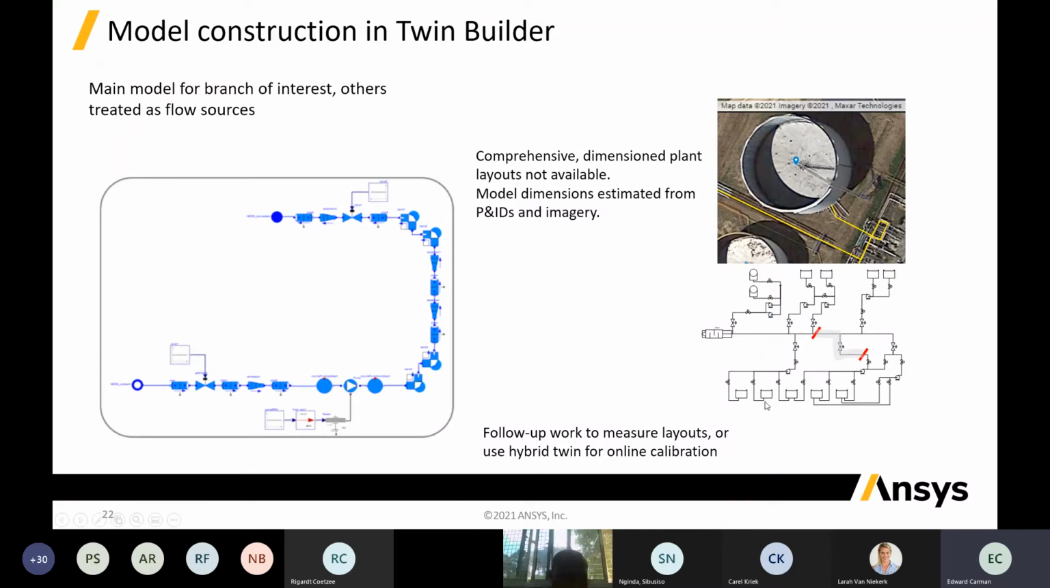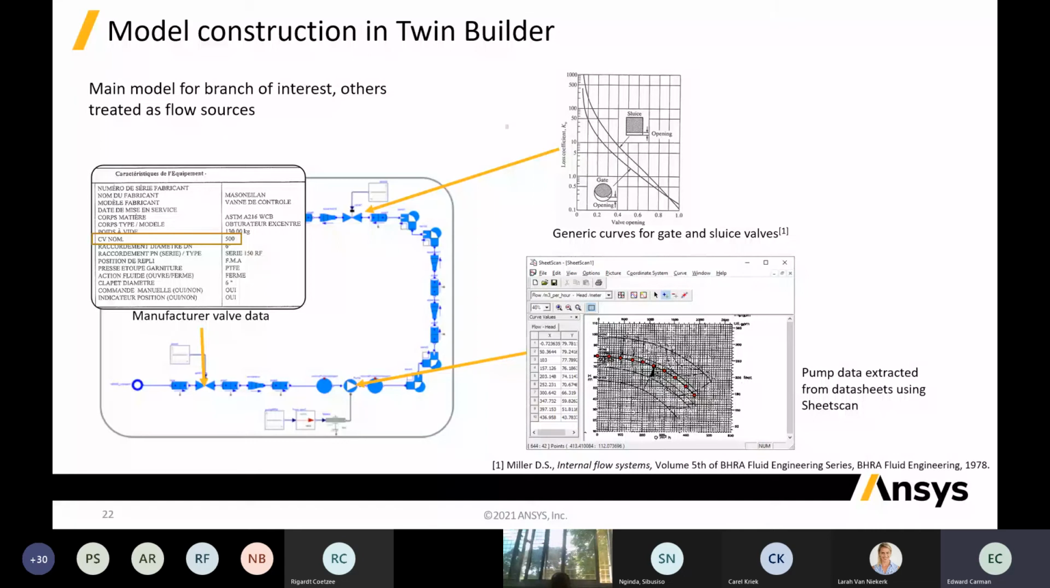So it's a true twin. Our twin is telling things to the real world, but the real world is also telling information to our twin. And then finally, we can implement things like pump data sheets, valve curves, and the like.